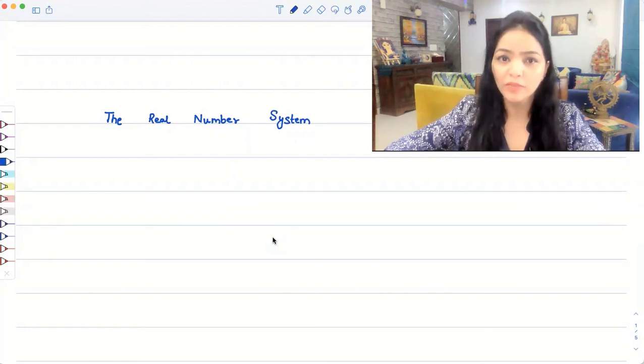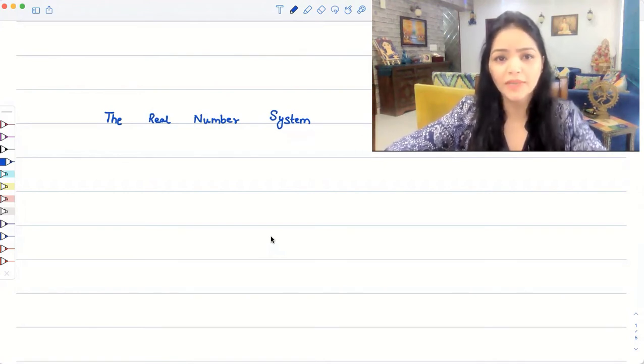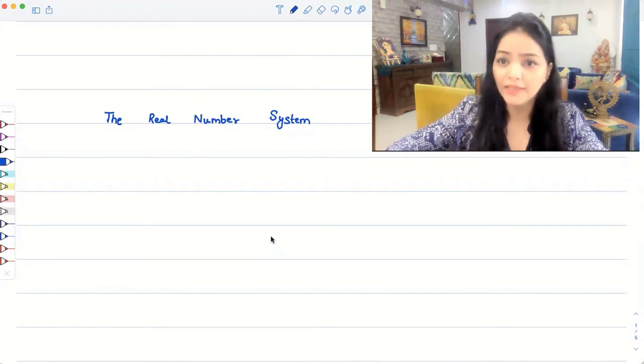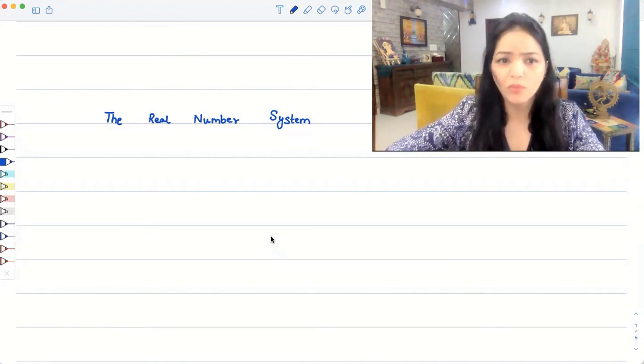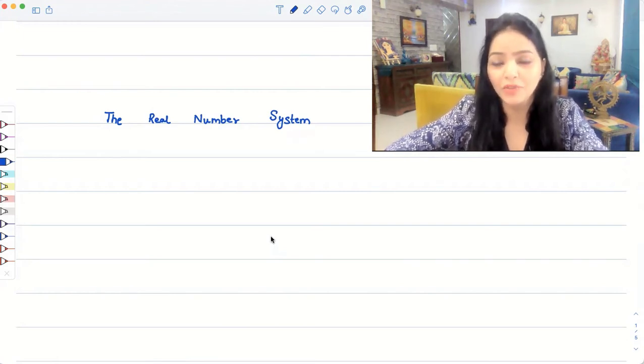Today we will be talking about the real number system. I will try to tell you what essentially the real number system is, what real numbers are, and why we need them, and hence we will try to classify them. So, why do we need real numbers and why numbers at all?